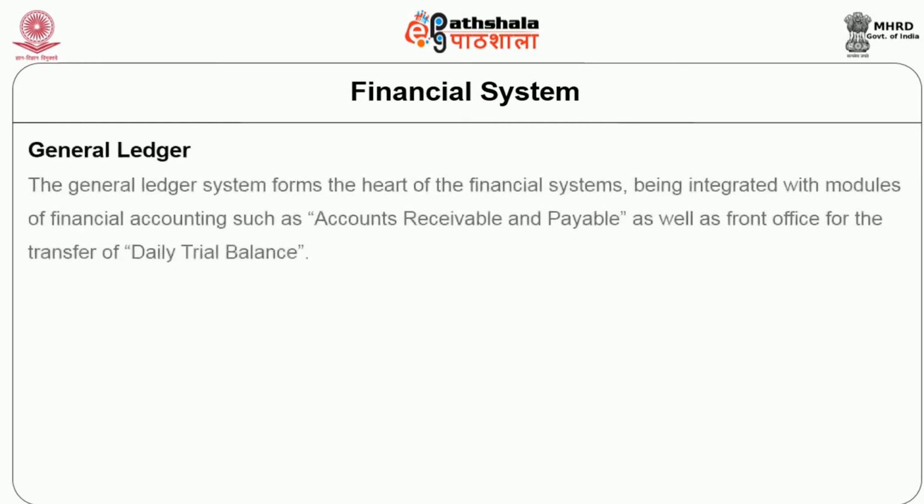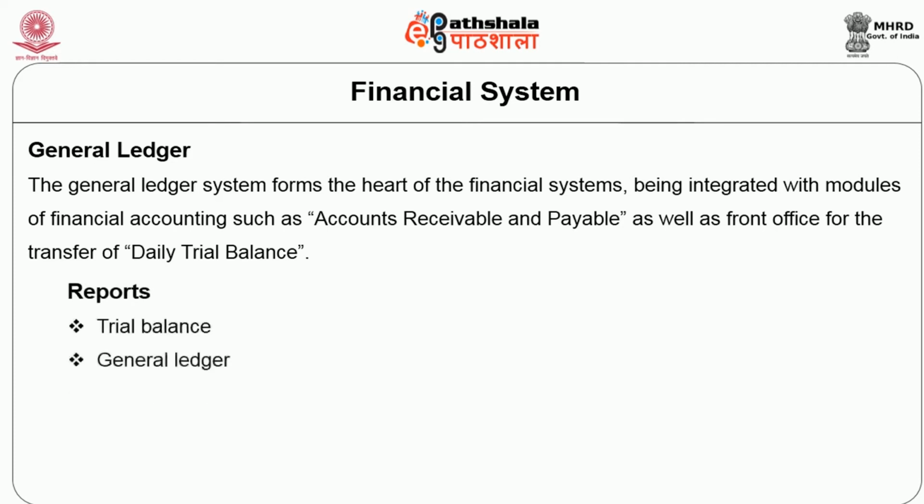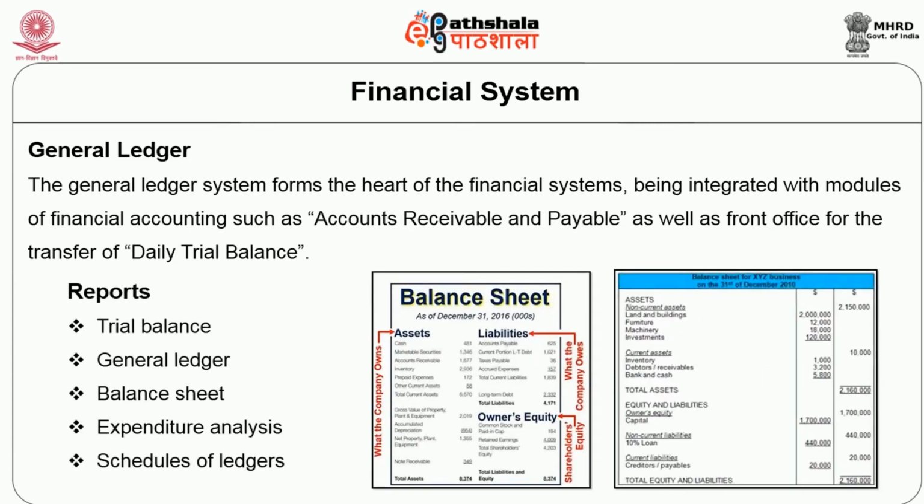Next is the financial system. The first one is the general ledger. The general ledger system forms the heart of the financial system, being integrated with the modules of financial accounting such as accounts receivable and payable, as well as the front office for the transfer of the daily trial balance. Reports maintained here: first, the trial balance. The trial balance shows the total of credit and debit transactions, so the total should tally. If it doesn't tally, that means there is some error in it, so we have to recheck it.